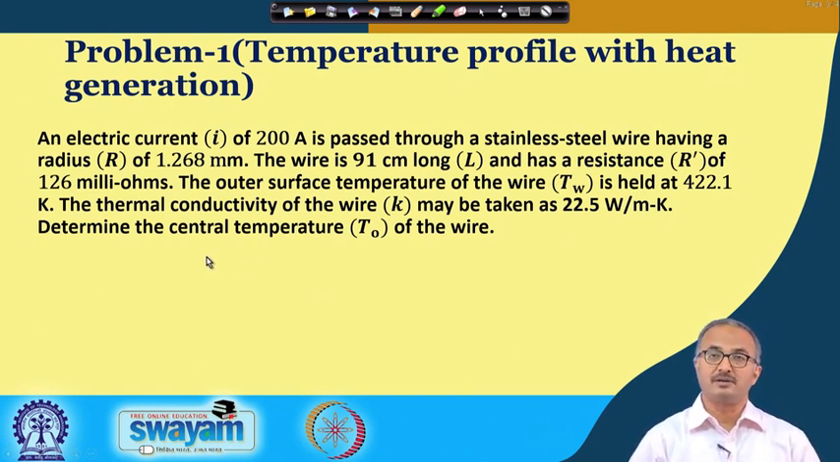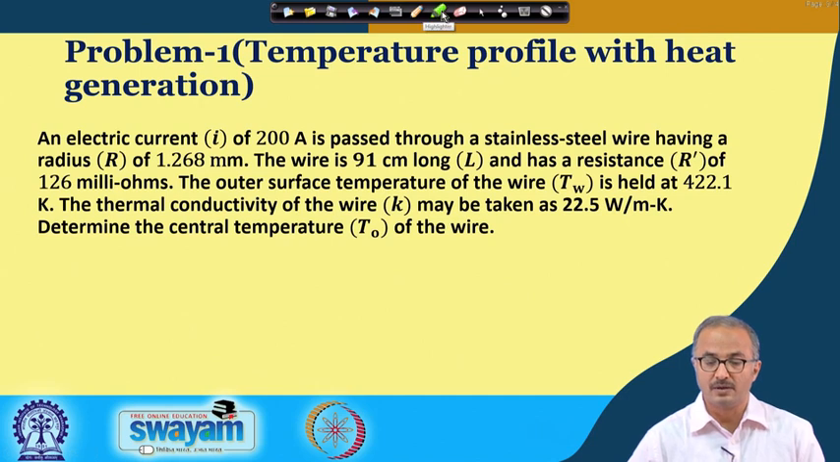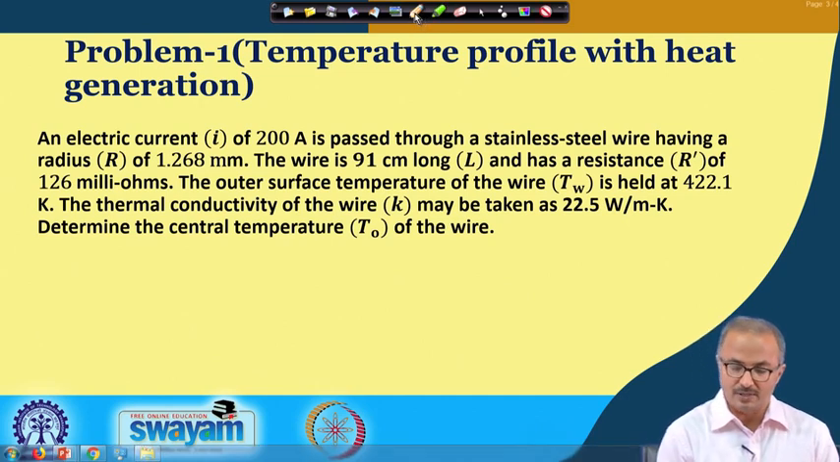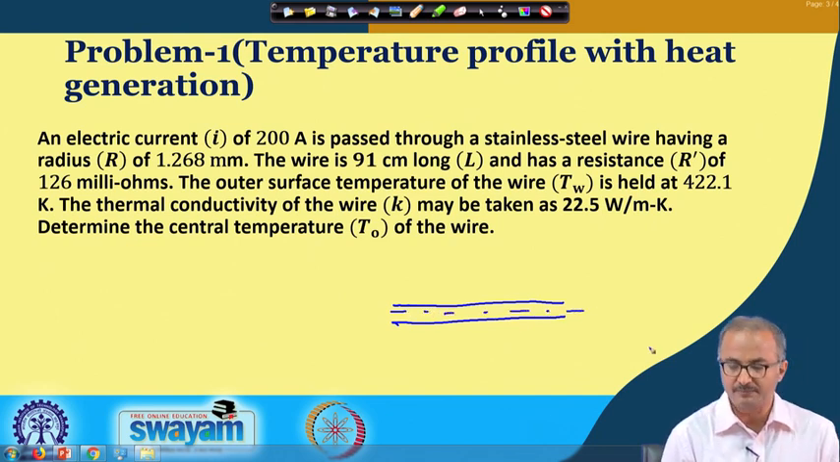Now, first we have to understand this particular process. We are heating the wire and we are holding the outside temperature of the wire constant. For your understanding, you can draw the process like this. Suppose you make this wire, and this is your central line. Now, we are heating this particular wire. Maybe the heating is done through some kind of battery or cell.